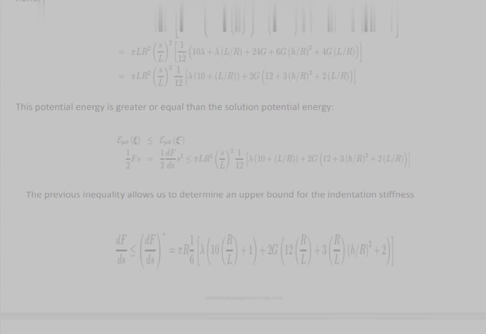Hence, this potential energy is greater or equal than the solution potential energy. The previous inequality allows us to determine an upper bound for the indentation stiffness.